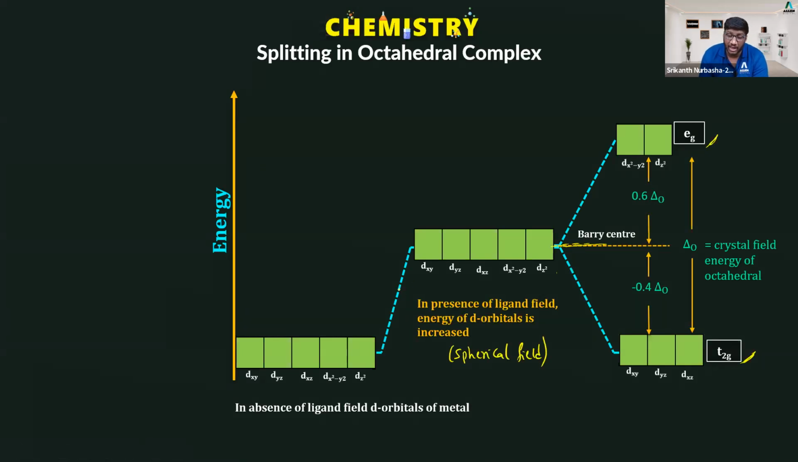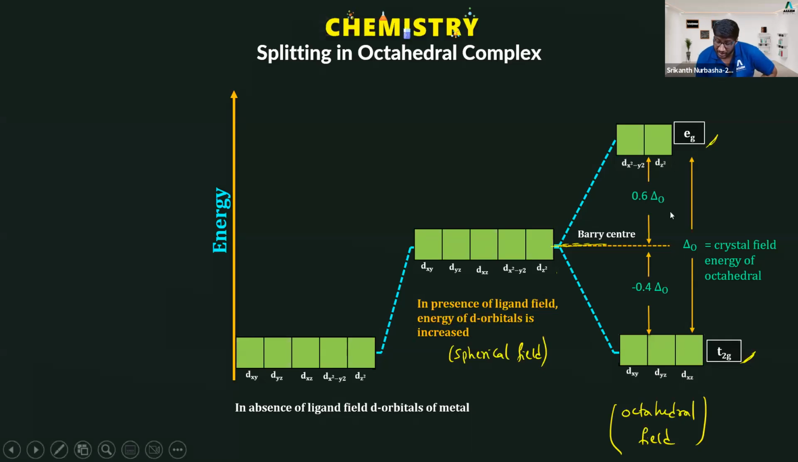From this, we can also calculate the crystal field stabilization energy, CFSE. And this is the splitting of T2G and EG. This happens in the octahedral field. This is in the absence of ligand. This is in the presence of a spherical field. And this T2G and EG is in the presence of an octahedral field.